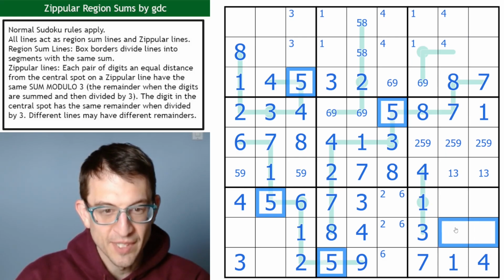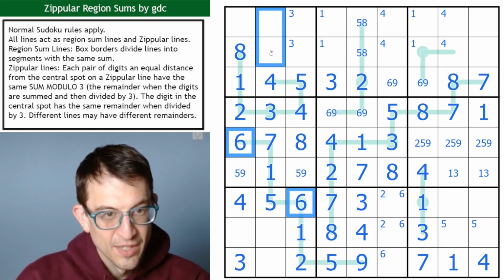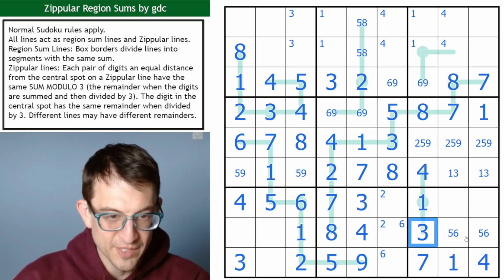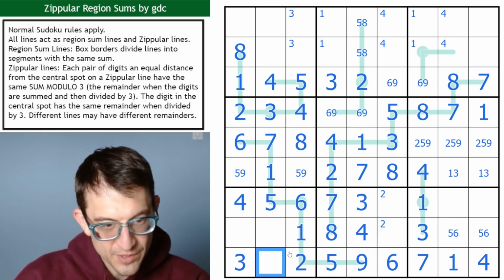I don't see much else I can do with that. I guess I could put that there. 6s. I guess that's not 6. Oh, and this becomes a 5, 6 pair, which puts a 6 here. I should have done this row first.